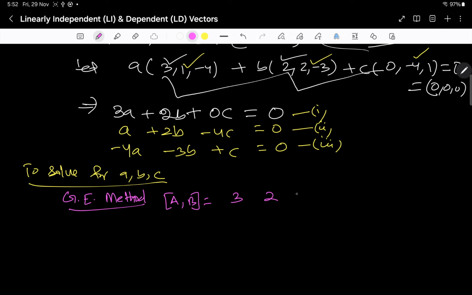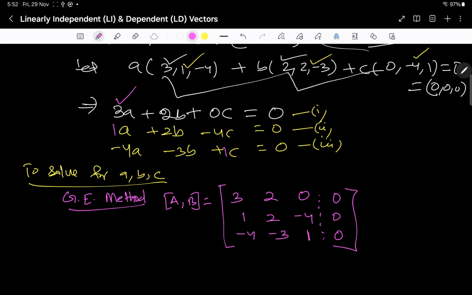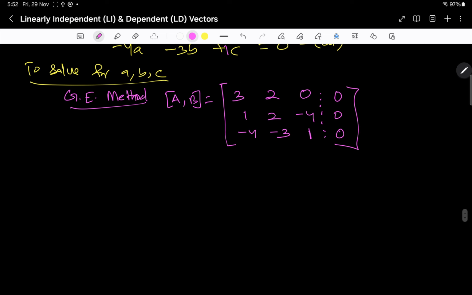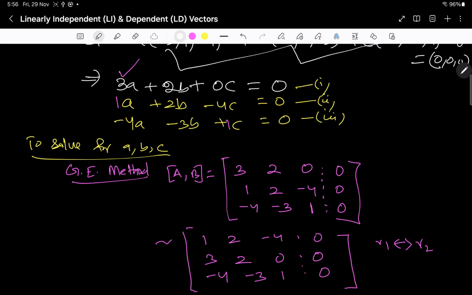It is 3, 2, 0, and the coefficients here I am taking. So the coefficients here are 1, 2, minus 4, and minus 4, minus 3, 1, right? I am taking the coefficients, and then you have 0, 0 and 0 on the right side. Okay, you try to bring it to the upper triangular form, right? So we are adopting the Gauss elimination method. We consider the augmented matrix, right?